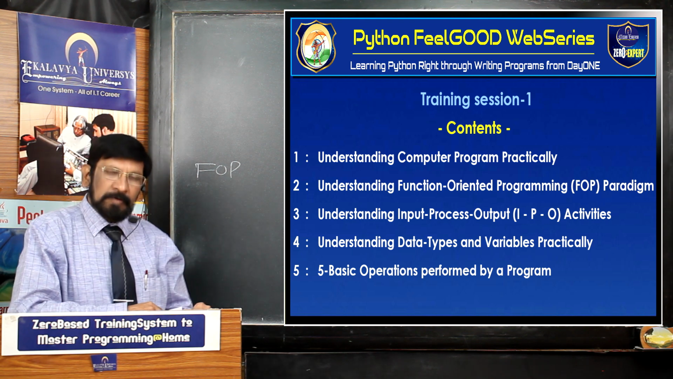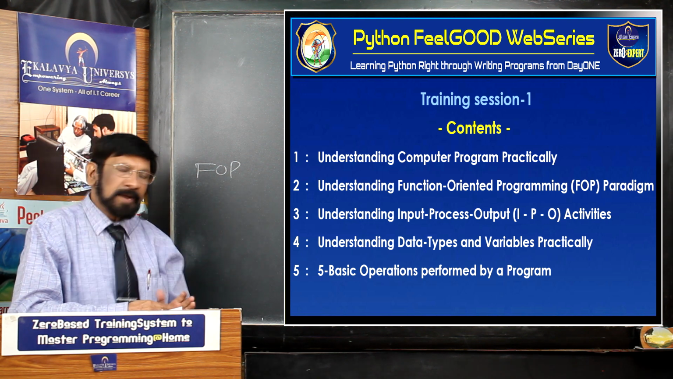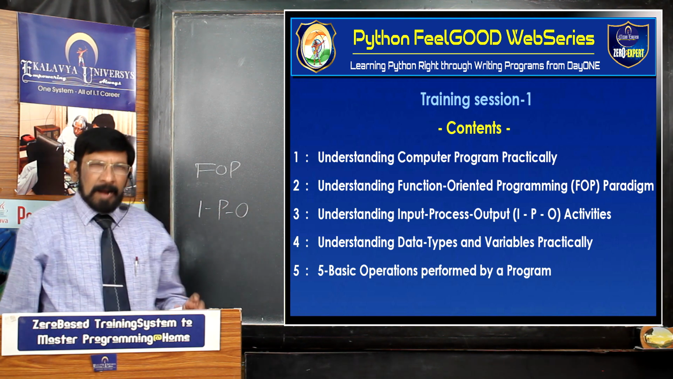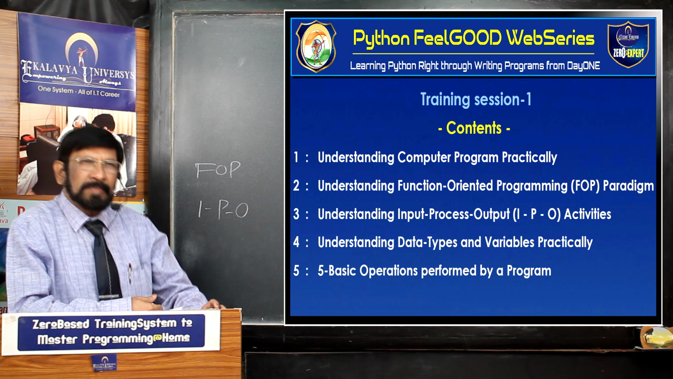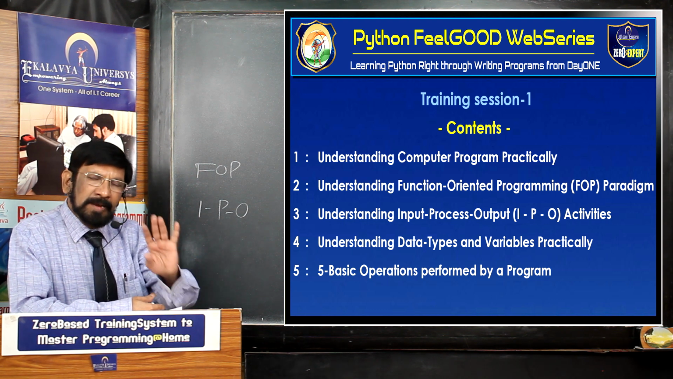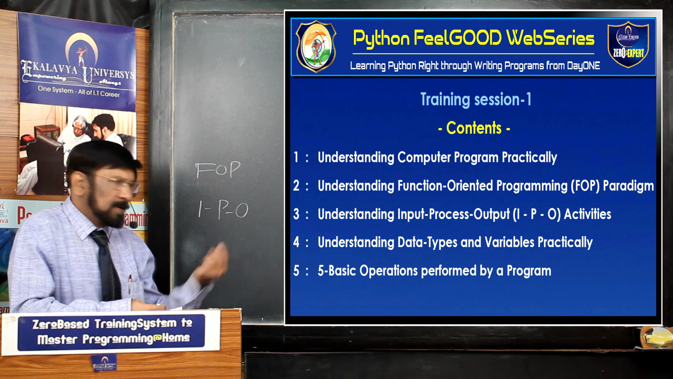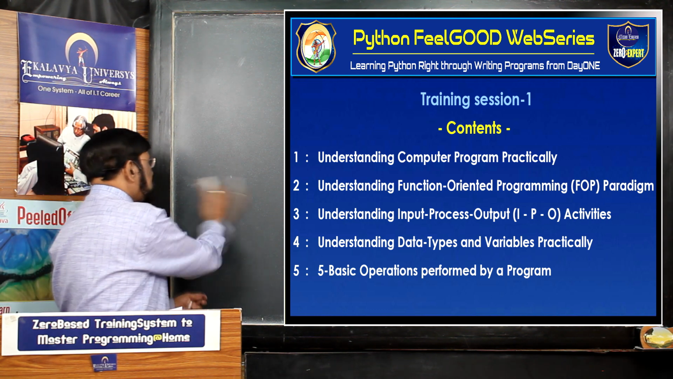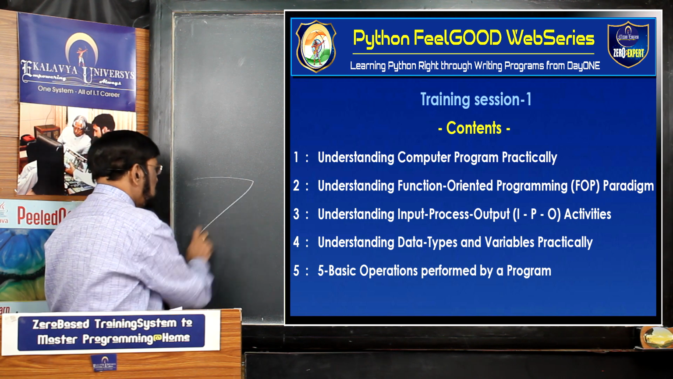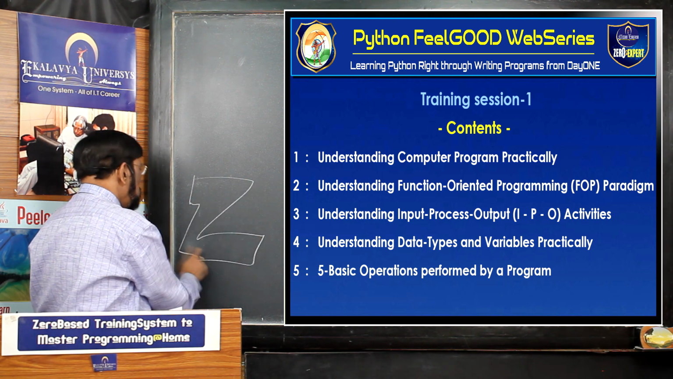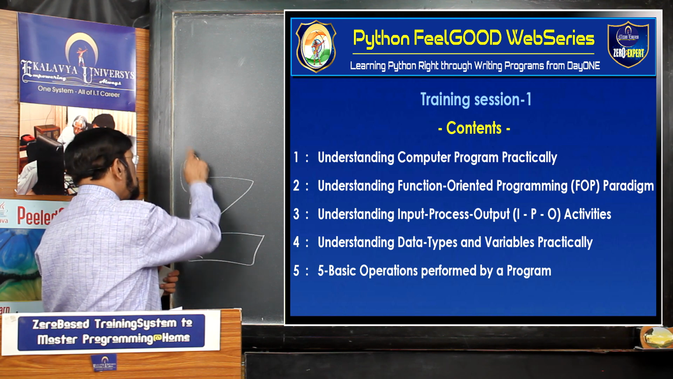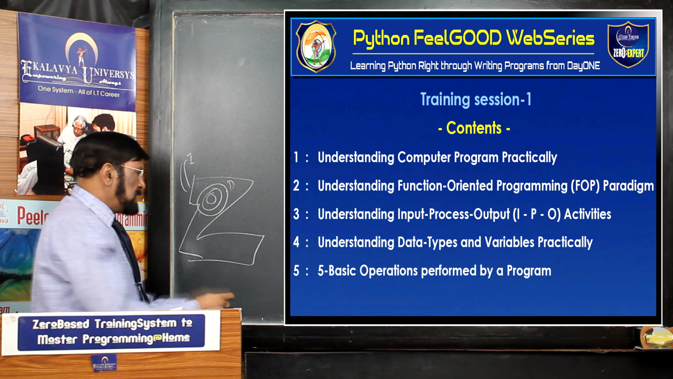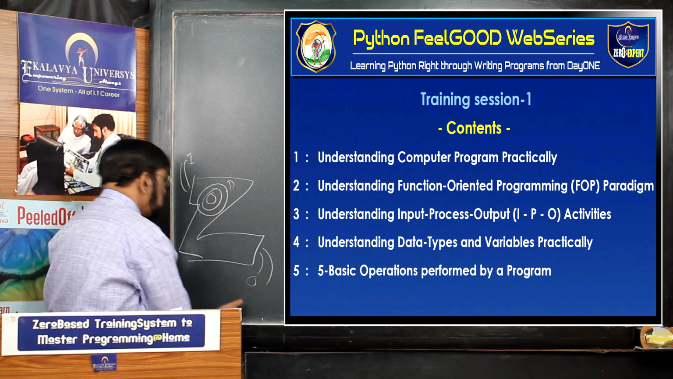Thereafter, the third one is understanding IPO: input, process, and output. Any system in the real world you take, they mainly perform 3 activities. One is input, second is process, third is output. Just for example, you take a neighboring flour mill. In that you put grain, that is input. Within that, one grinder is there, it processes it, it grinds it, and you get the flour, that is output.